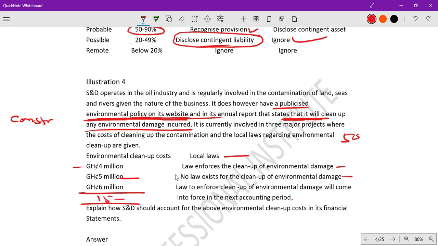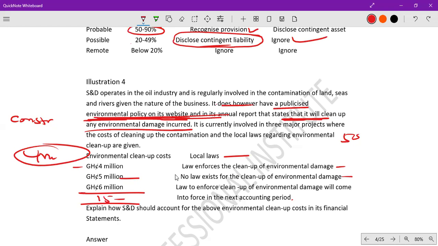In a situation where the company doesn't have any publicized environmental policy, how much should be recognized as a provision? 4 million. Thank you. Yes, is it okay?